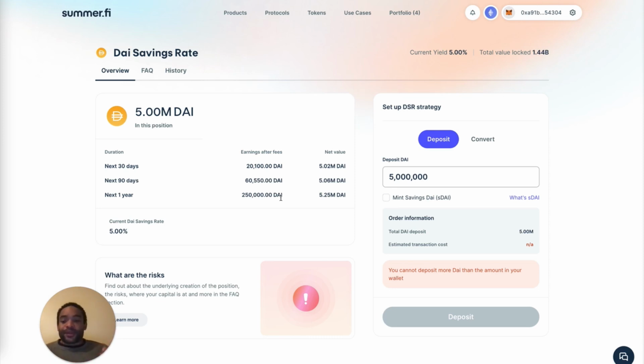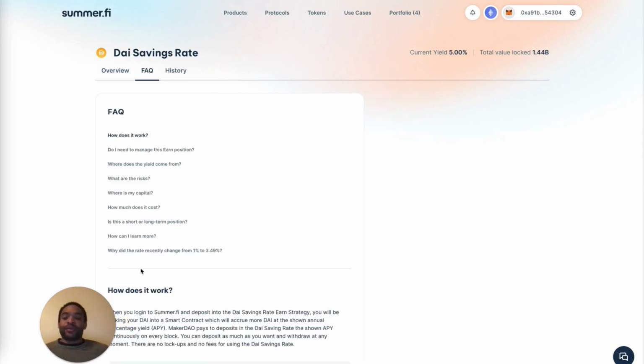So, for example, calculating the DAI Savings Rate is relatively straightforward: being able to work out, well, if I'm getting 5%, how much will I make in a year? Or how much will I make in 6 months, let's say? That information is surfaced right away on the Summer UI, as well as answers to questions you'd otherwise have to dig deep to find. It's right in front of your face on a platform like Summer.